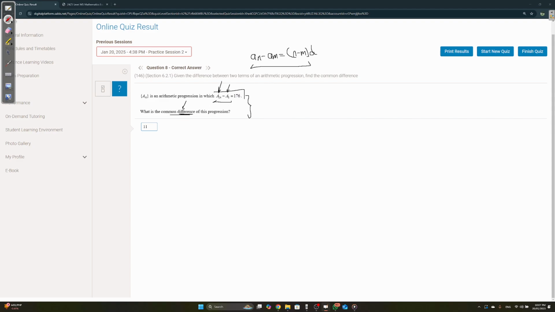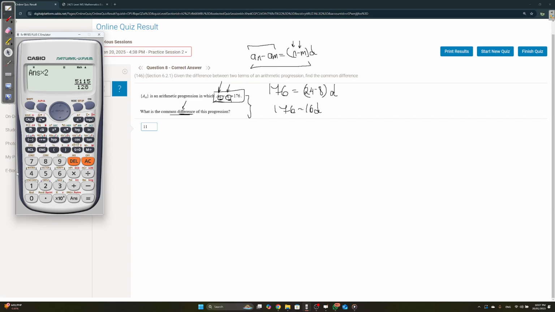They said that an minus am in this case is equal to 176. So I can change all of this to 176 equals n minus m d, 24 and 8. So my n value is 24 and my m value is 8. So 24 minus 8 d. So 176 is equal to 16d, and then you just divide. You should get 11. Yes, you get 11. Question 9.